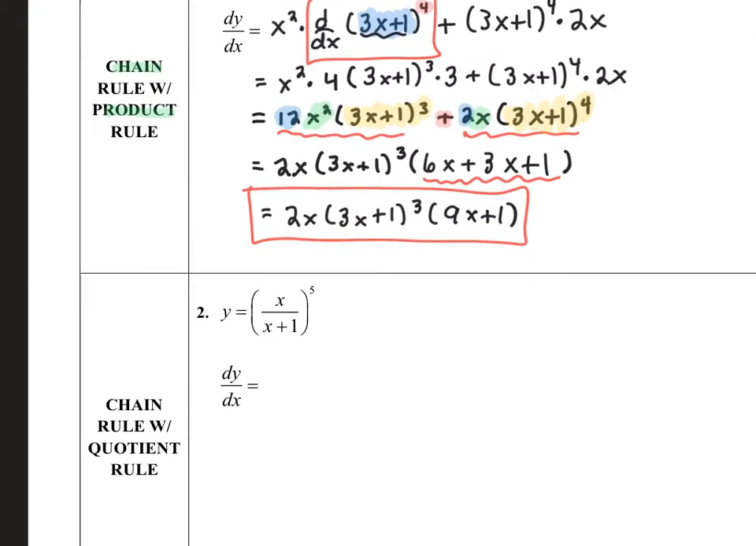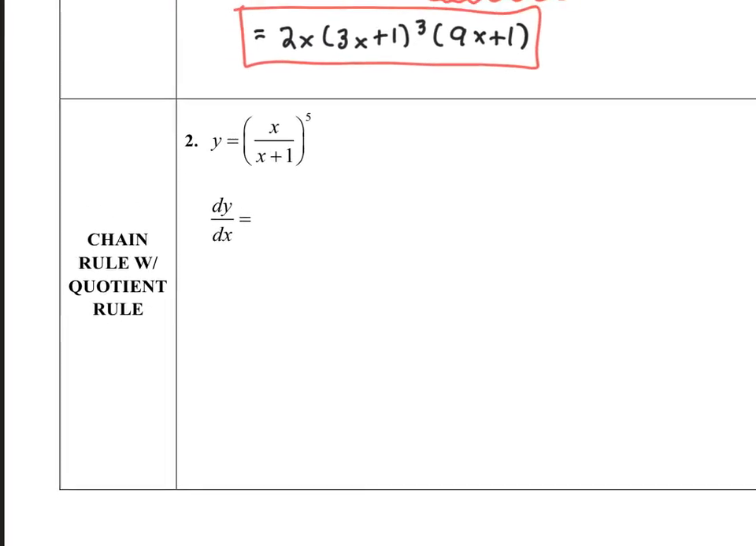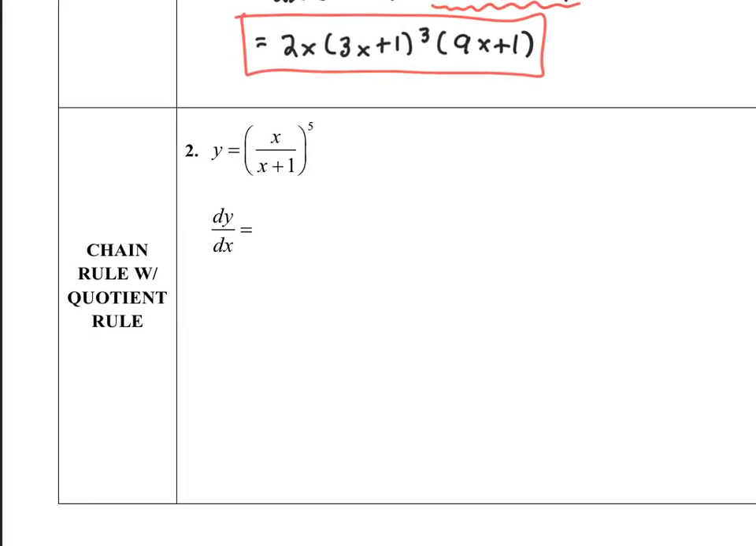Our next example is going to look at how you use a chain rule with a quotient rule. On this one, I see that I have a quotient in here, and that quotient is being raised to the fifth power. So this quotient is my inside function, and the fifth power is my outside function. So I'm actually going to start this with a chain rule, and in doing the chain rule, I'm going to run into the quotient rule. So I start by doing the derivative of the outside. So the outer function is that fifth power.